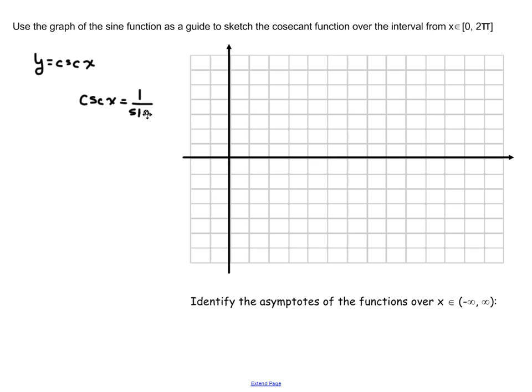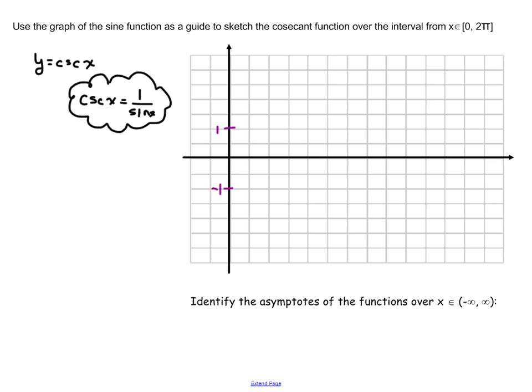So what I'm going to do is graph the sine of x function and use it as a guide to help me get my cosecant. We know what y equals sine of x looks like, and I'll put that over here in a lighter color. If I were to graph y equals sine of x, I know that my amplitude is 1, so that means my range goes from -1 to +1.